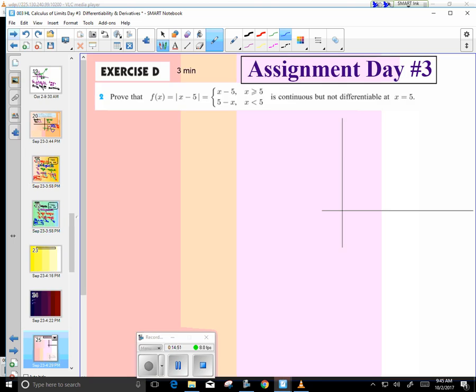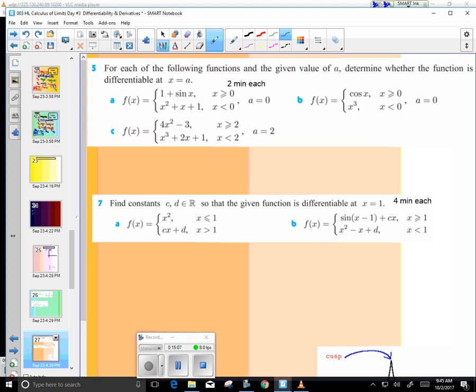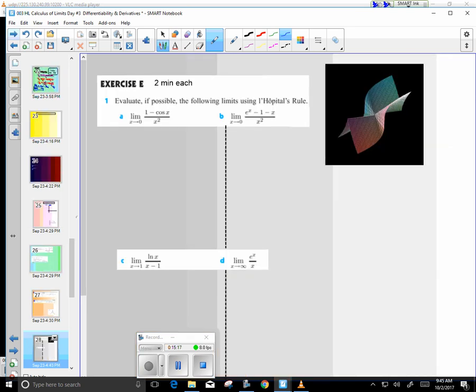For homework tomorrow, I want you to show that this is continuous but not differentiable. I'll let you play around with that one. Explain why this one is not differentiable at x equals 0. Same with these. And all these have to do with differentiability. 7 is fantastic. All of these are good. And then what I would like you to do is see if you can do 1A and B. I'm not going to say anything about L'Hopital's, but you can do 1A and B.